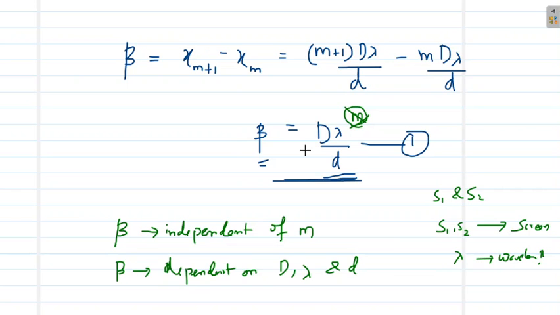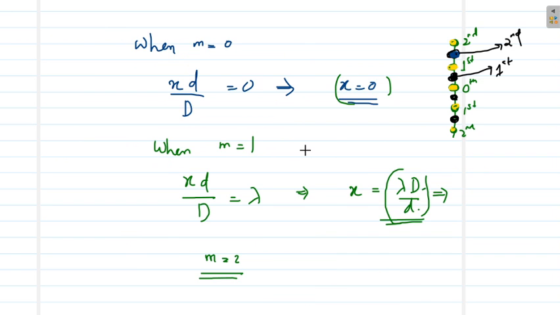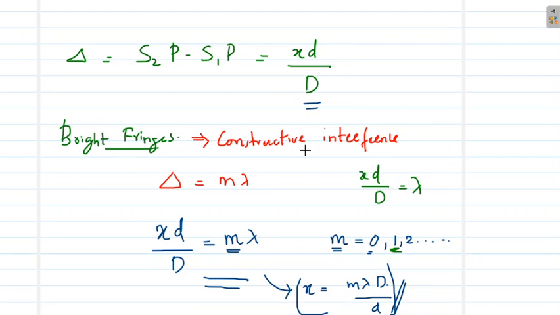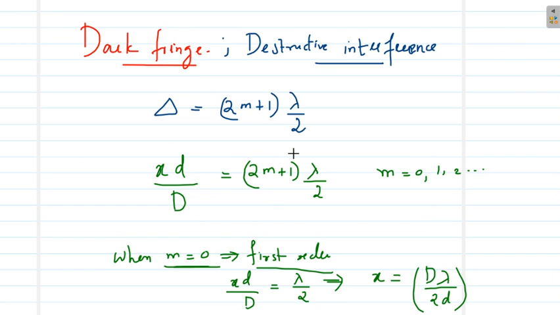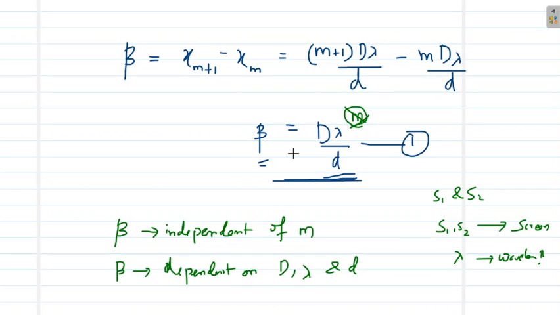So I hope that this concept of Young's double slit experiment is clear for you. We tried to understand the path difference between the two rays coming from two sources. We derived a mathematical expression for delta, which is xd by D. From that we can write the conditions for constructive interference and destructive interference. And finally, we obtained the expression for the fringe width beta. And that is what we have done today.